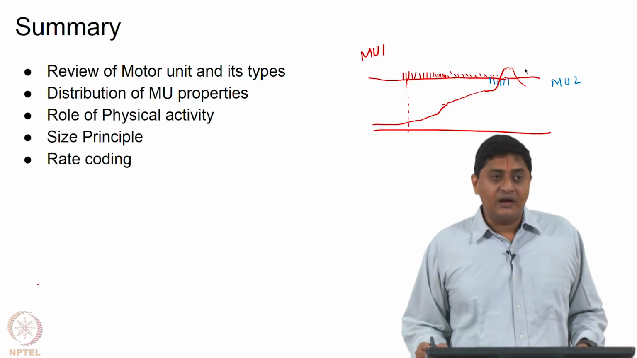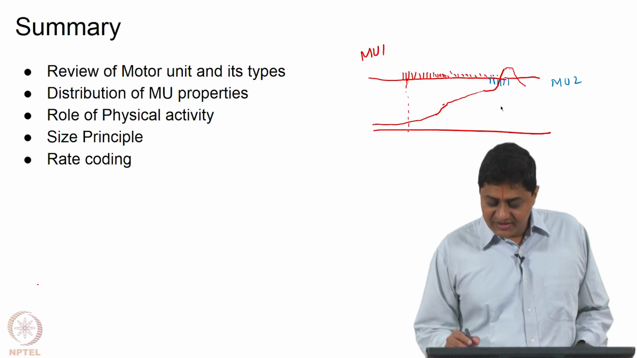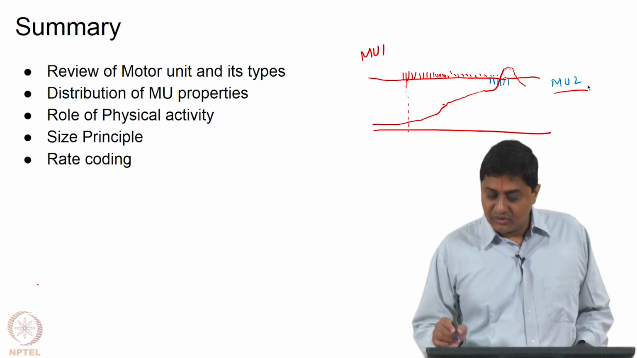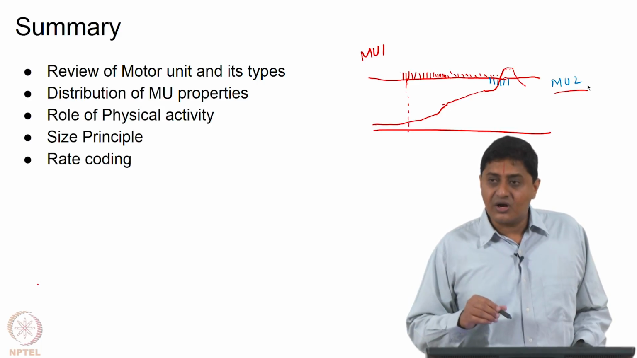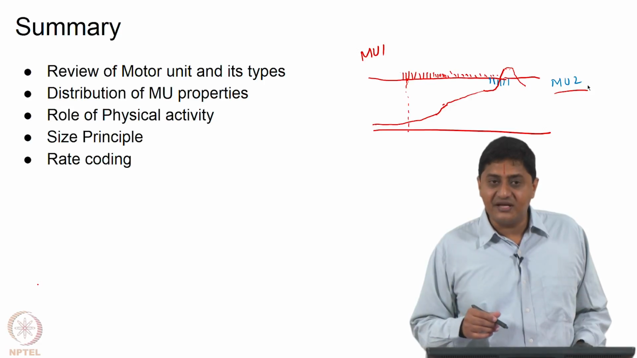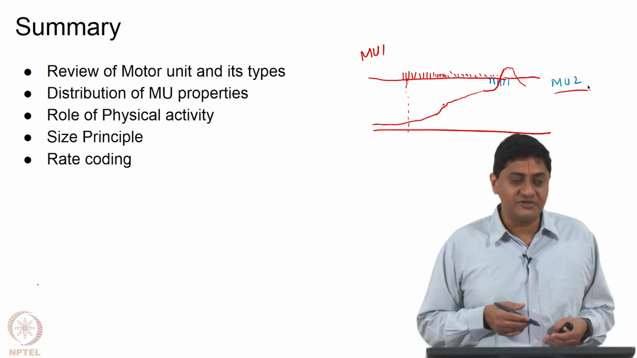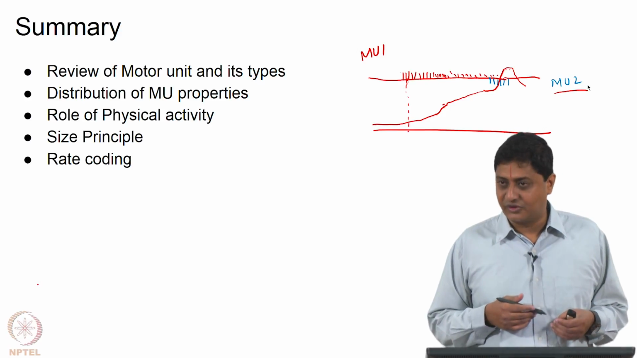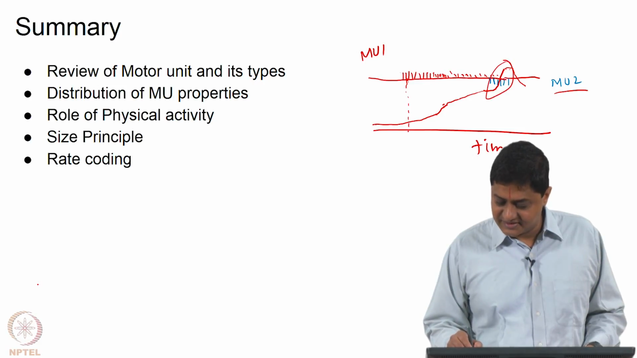What could you say about the properties of these two motor units? It is immediately obvious that this mu2 causes a relatively strong increase in force. That means it must be a larger motor unit, that means it must produce a larger force, that means it must be the faster motor unit, is it not? This is mu2, the response, and this is time. So, the x axis is time.